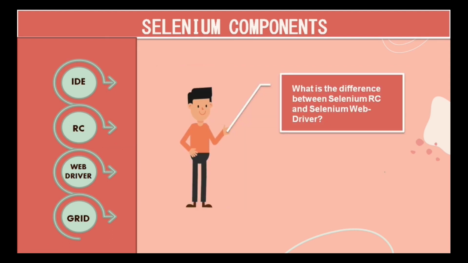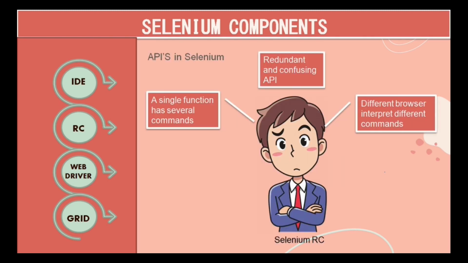Now you have seen the architecture of RC and WebDriver. Let's compare the Selenium RC and the Selenium WebDriver. Let's see in terms of API. Now RC is a less object-oriented API. The API in RC is very confusing and redundant. For example, we have commands like click or click at commands. Which one to use? So it was very confusing for the developers, and the different browsers interpreted different commands also, which was very challenging for the developers working on different browsers. For different browsers there were different commands. So it was very challenging.